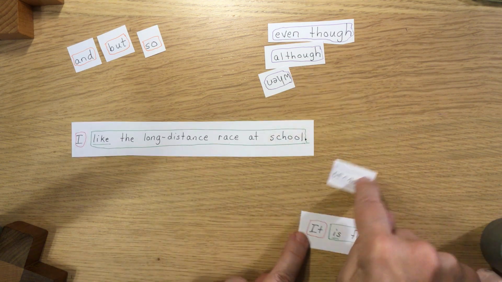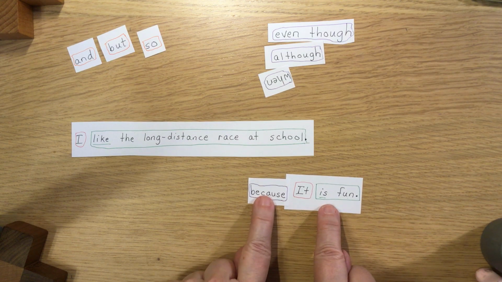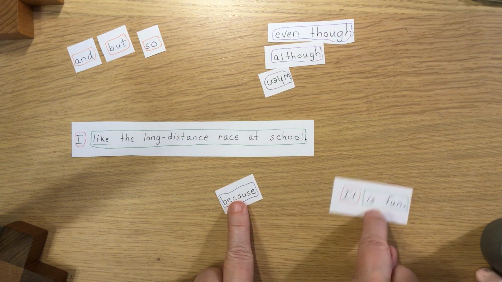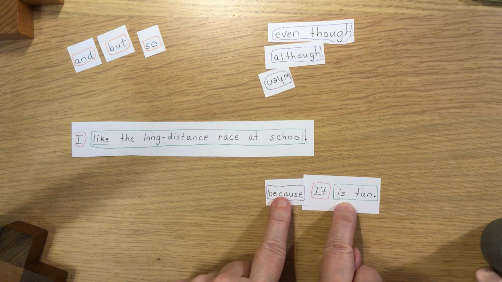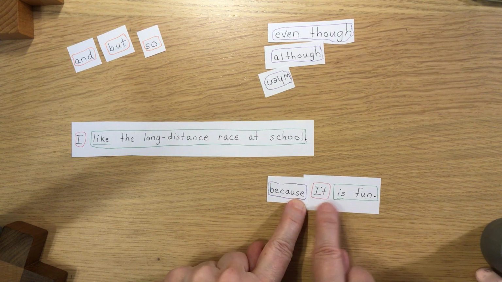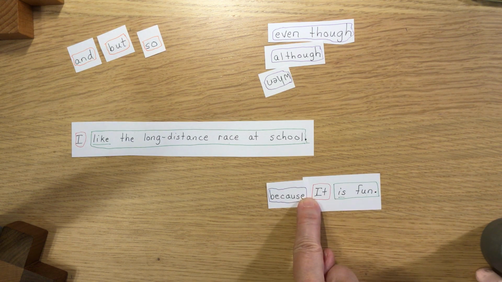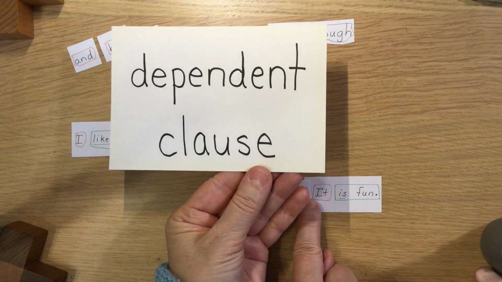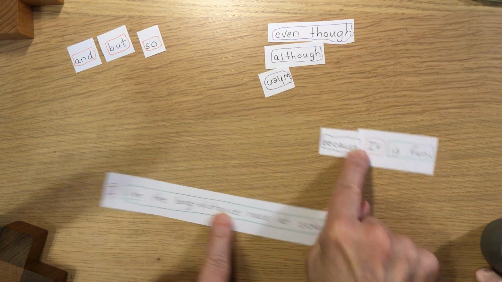I'm going to put the reason here, because it is fun. As soon as I put the conjunction on this, it is an independent clause. It can be a sentence all by itself. But as soon as I connect this conjunction to the beginning of it, it gets stuck together, and we now call it a dependent clause. This one, dependent clause. And I can move that to the beginning of my sentence.